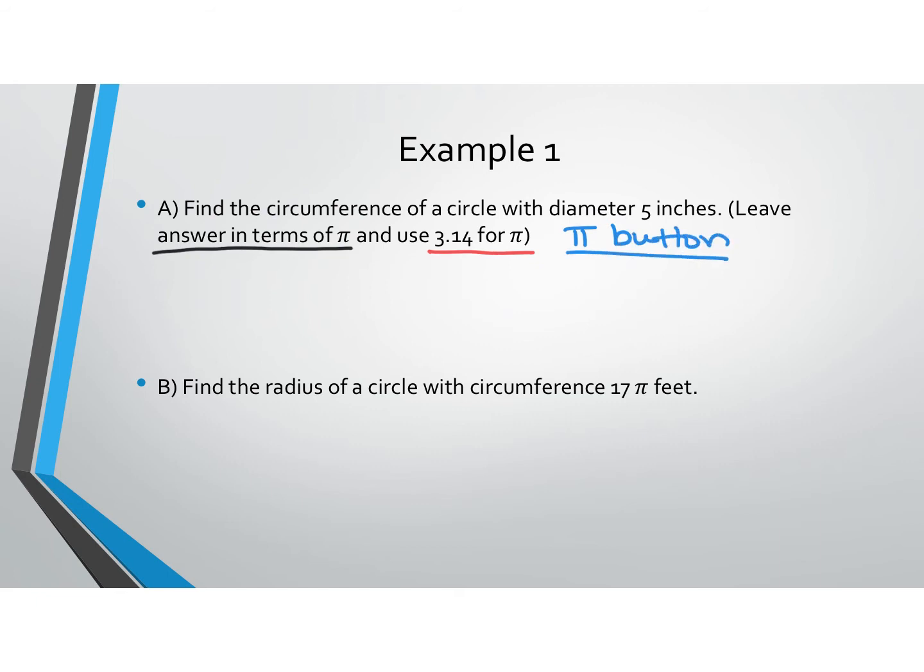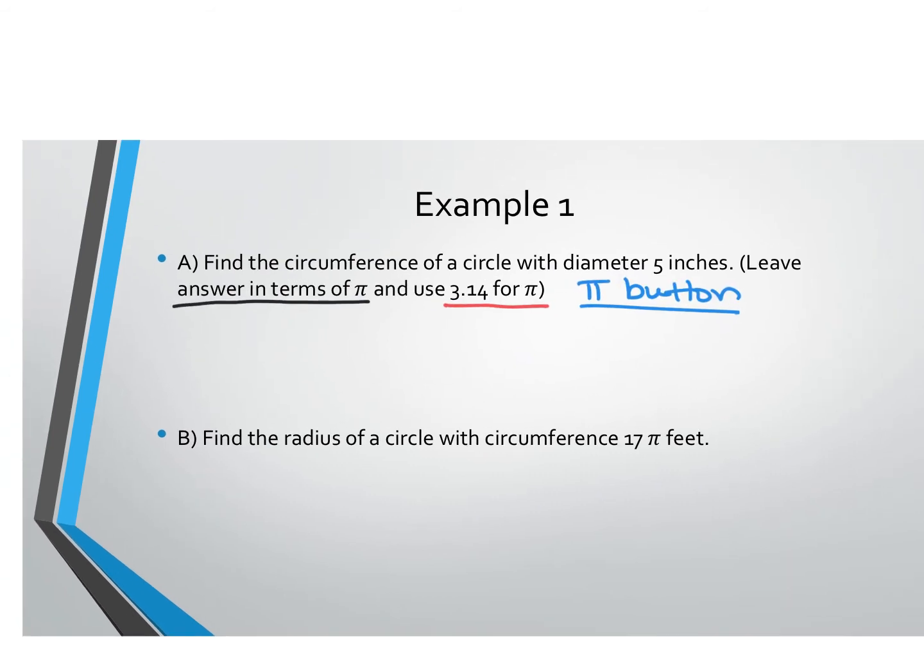And again, anytime the question does not specify leave in terms of pi or use 3.14, you're automatically assuming you're using your calculator and you're using the pi button. So for this one, it says to find the circumference of the circle given the diameter of 5 inches. Now, it's going to be very important in this chapter that you label your answers with the correct units. I will be taking off points on the quizzes and the test if it is not labeled appropriately.